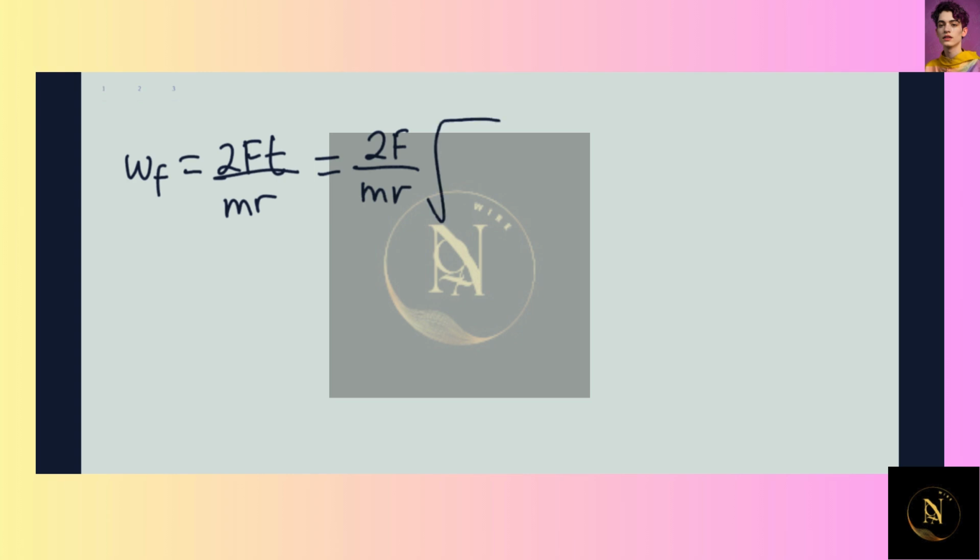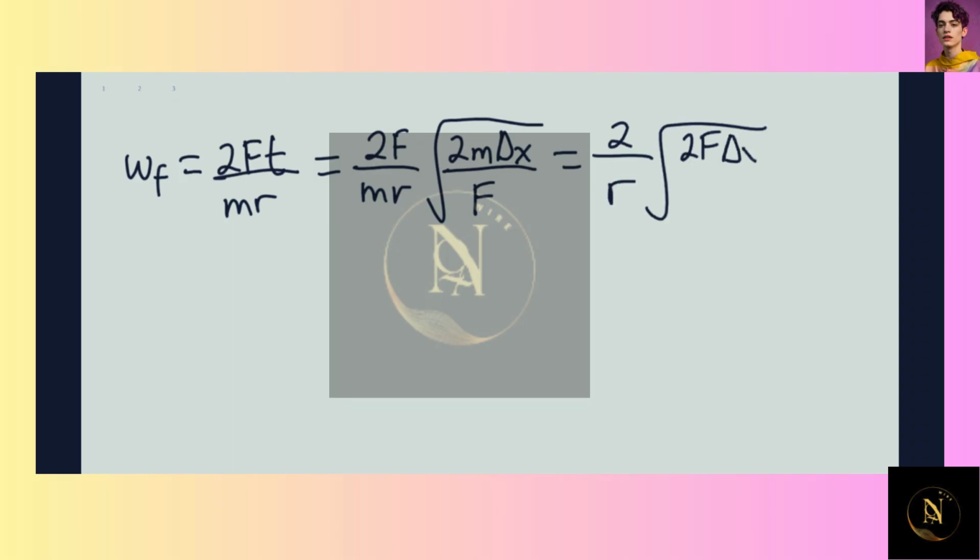So the final angular velocity would then be equal to 2 times the force times time divided by mr. This would be equal to 2 times the force divided by mr times the square root of 2 times the mass times the change in displacement in the x direction divided by the force F. This would be equal to 2 over r times the square root of 2 times the force times the displacement in the x direction divided by m, and we can finally solve.